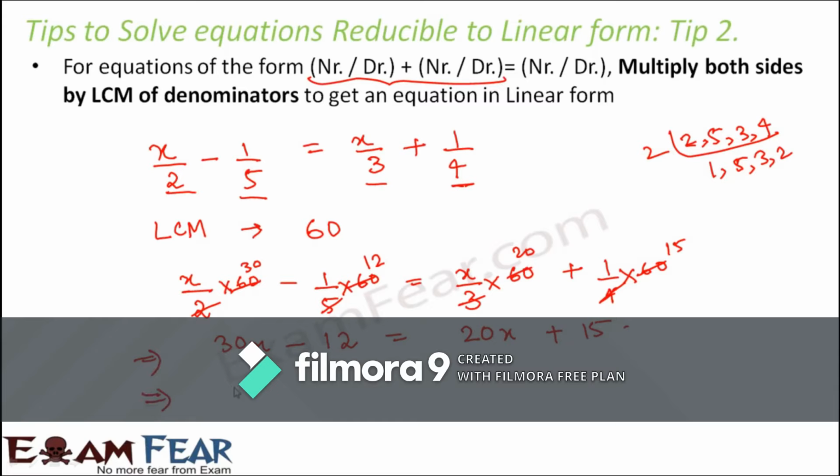So now again we follow the same thing. Collect the variables on one side. So it would be 30x minus 20x is equal to 15 plus 12. Or we can say 10x is equal to 27. Or x is equal to 27 by 10. So x equal to 27 by 10 would be a solution for this equation.